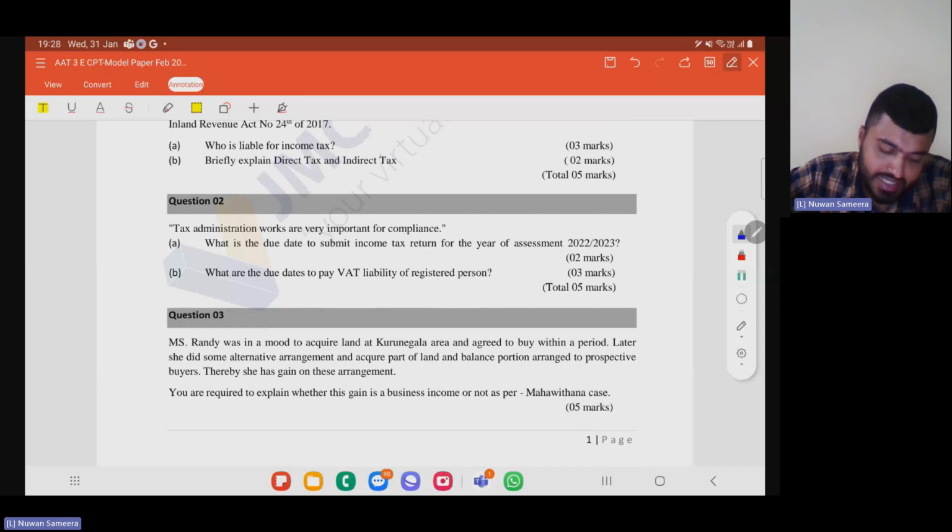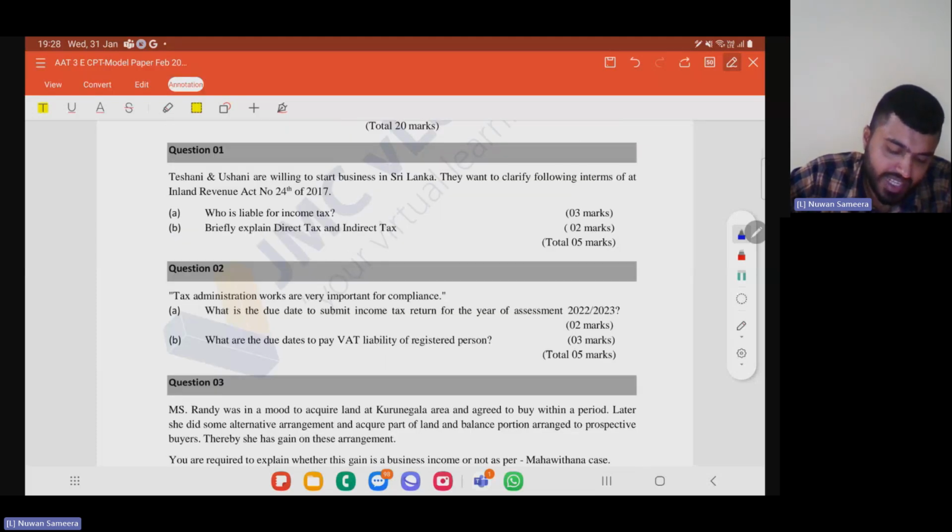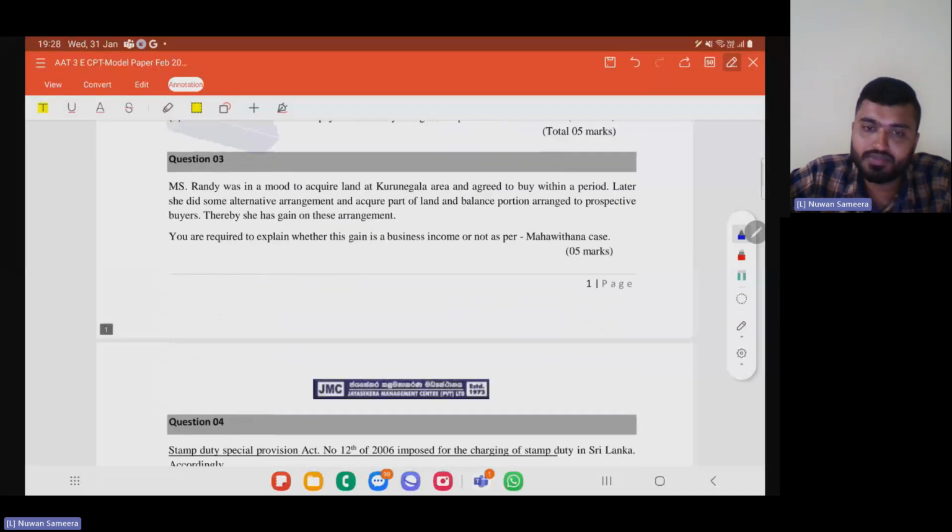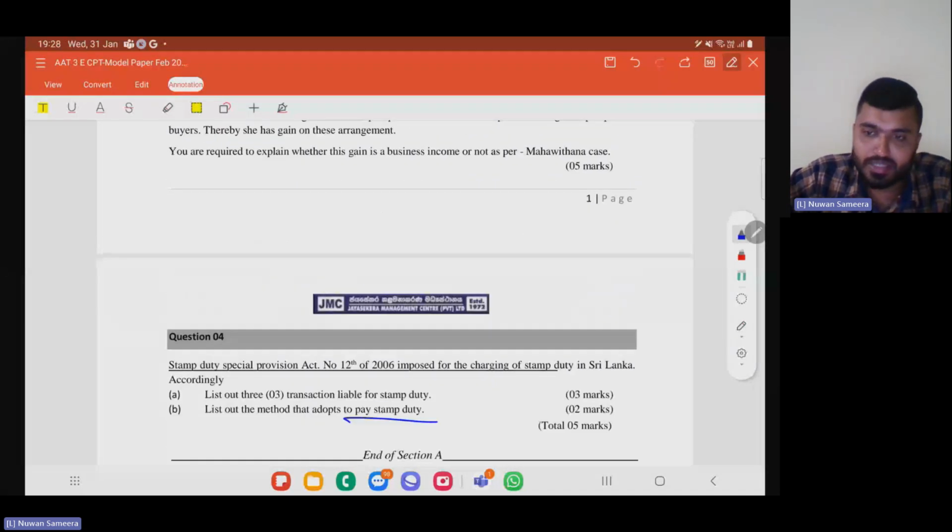You can see the tax administration work is very important for compliance and such things. Then section number 2 is a particular question relevant to the VAT admin part. Then section number 1 in this case is kind of the important introduction part.